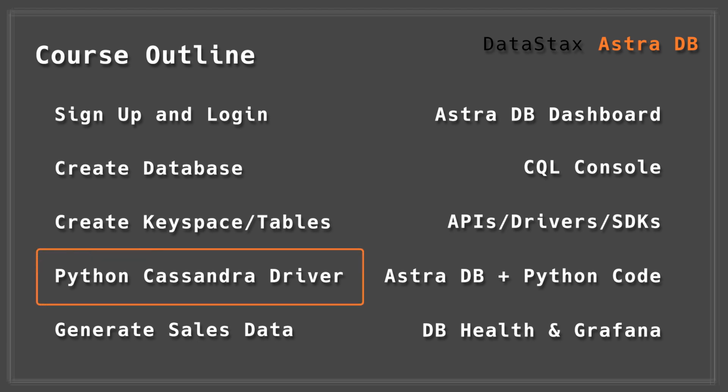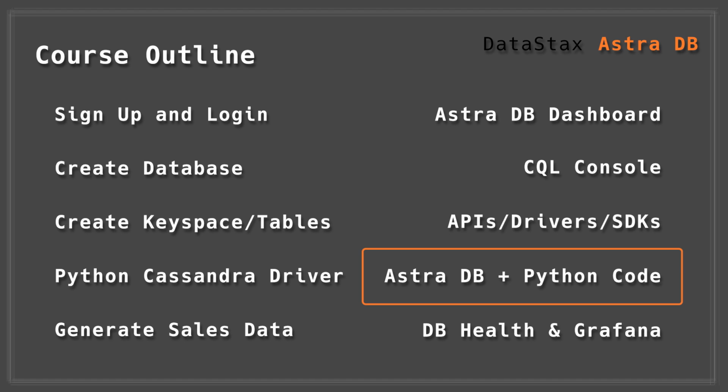We will learn about the Python Cassandra driver. We will install and configure the Python Cassandra driver in a Linux virtual machine. We will download pre-existing Python code from a GitHub repository and configure it to connect to our Astra DB. We will run the Python program to retrieve Astra DB cluster information.